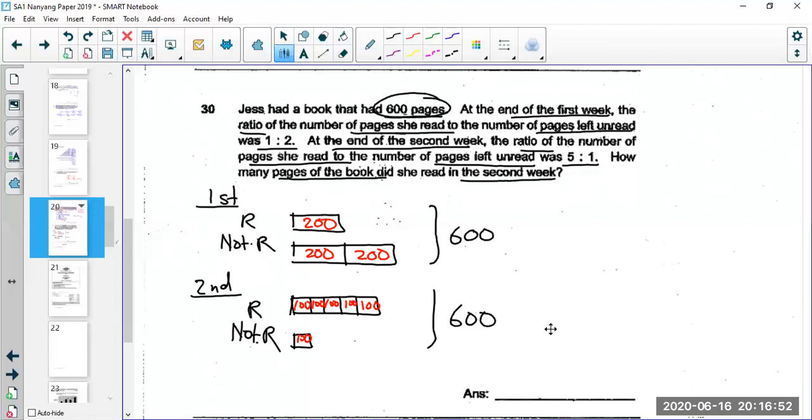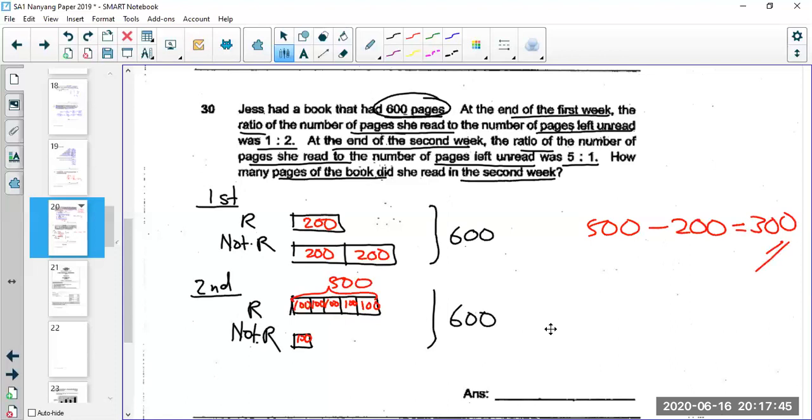So in the first week, she has read 200 pages. At the end of the second week, she has read altogether 500 pages. Is your answer 500 pages? If you put 500, the answer is wrong, because the 500 pages also include the first week. You must take the 500 total pages read in the first and second weeks, and minus the first week's 200 pages. That will give you the pages read in the second week, and that's your answer, 300.